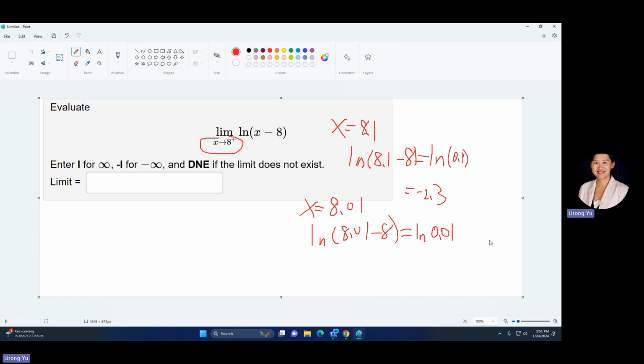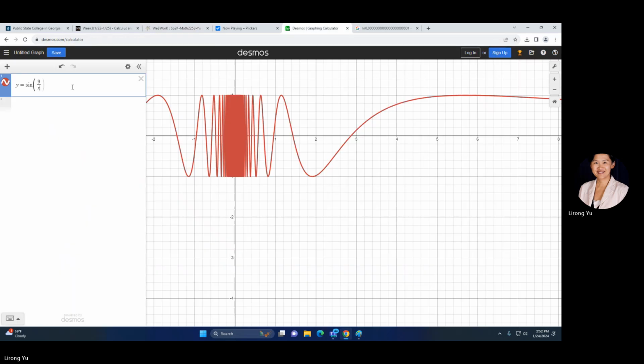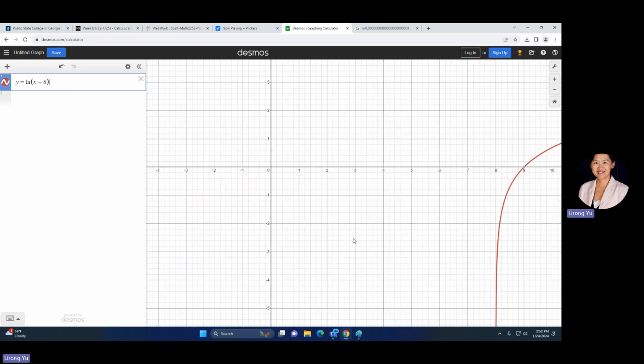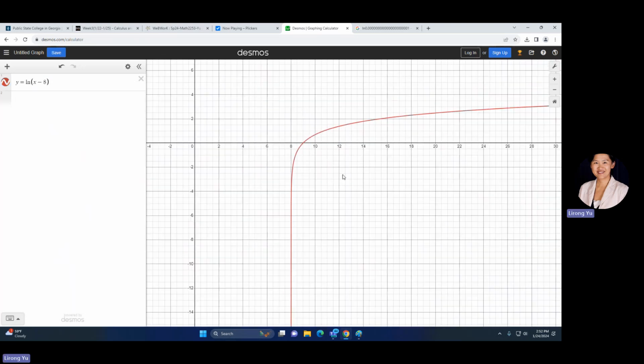Approaching 8 from the positive side, you have to try different numbers that are bigger than 8 but getting closer and closer to 8, just to see the tendency. Let's use numbers. You can also use a graph. The graph of ln of x minus 8 looks like this, a logarithm function. Right, so this is a graph of it.